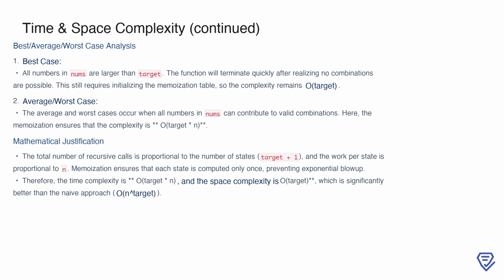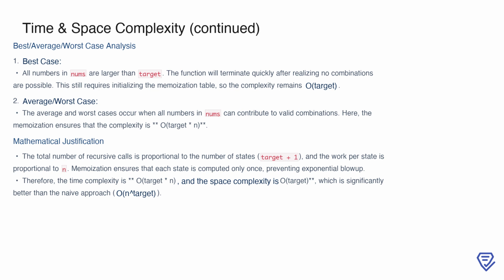In both the average and worst cases, valid combinations exist, and all numbers in nums can contribute to these combinations. Here, memoization ensures that each state is computed only once, maintaining the time complexity at O(target * n). Mathematically, this is because the total number of recursive calls corresponds to the number of states, or target plus 1, and the work per state is proportional to n.